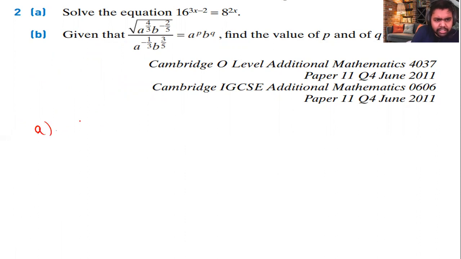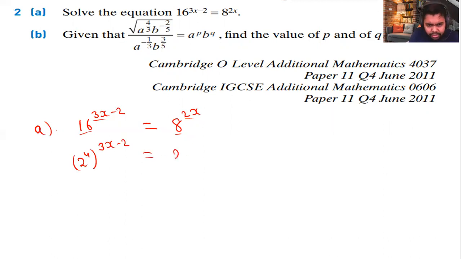So what is my question? It says 16 to the power 3x minus 2 equals 8 to the power 2x. In order to find the value of x, I would be equating these two together. For equating the powers, we need the same base. Both can be made to the power 2. I could write 16 as 2 to the power 4, and the whole thing is to the power 3x minus 2.